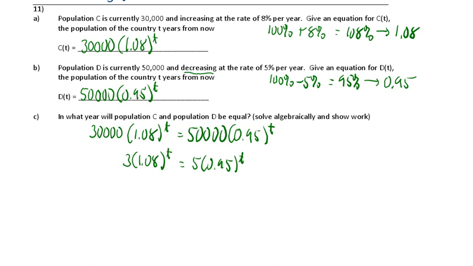Divide by the 0.95t. Yeah, I mean, you can take the log of both sides. You can do this. In fact, I've seen some teachers teach it this way. They'll say log of 3 plus t log 1.08 equals log of 5 plus t log 0.95. I'm personally not the biggest fan of that.